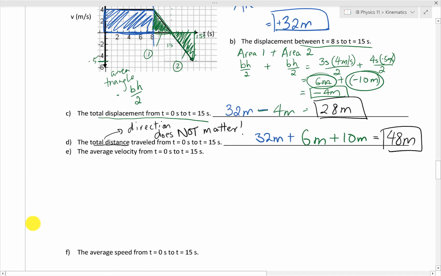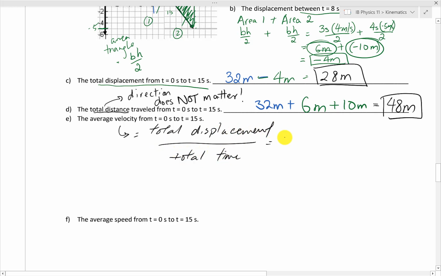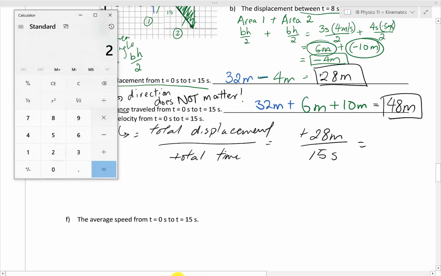Now we have the displacement and the total distance. We can calculate the average velocity and the average speed. Our average velocity, we know, is equal to our total displacement over our total time. Our total displacement is positive 28 meters over the 15 seconds. We calculate that quickly, and we get 1.866.